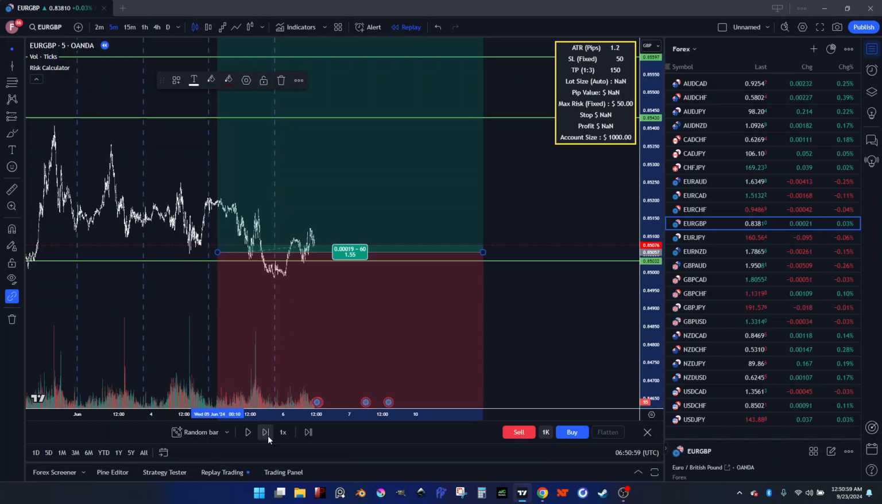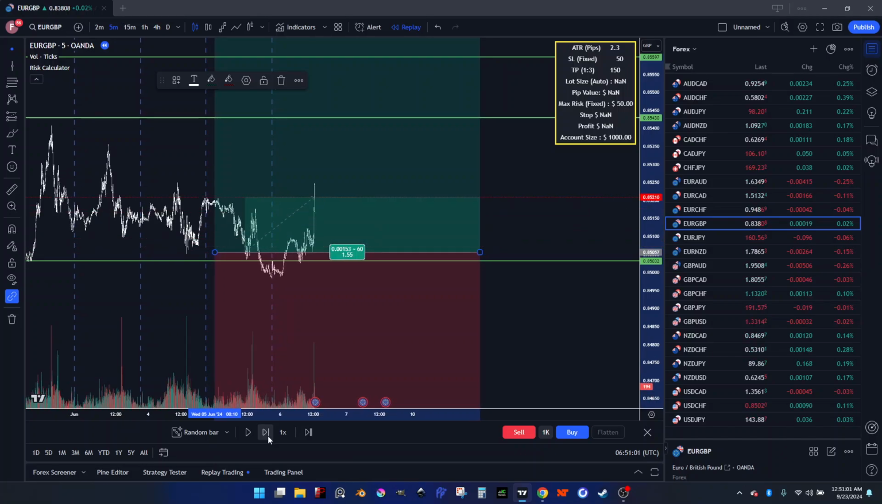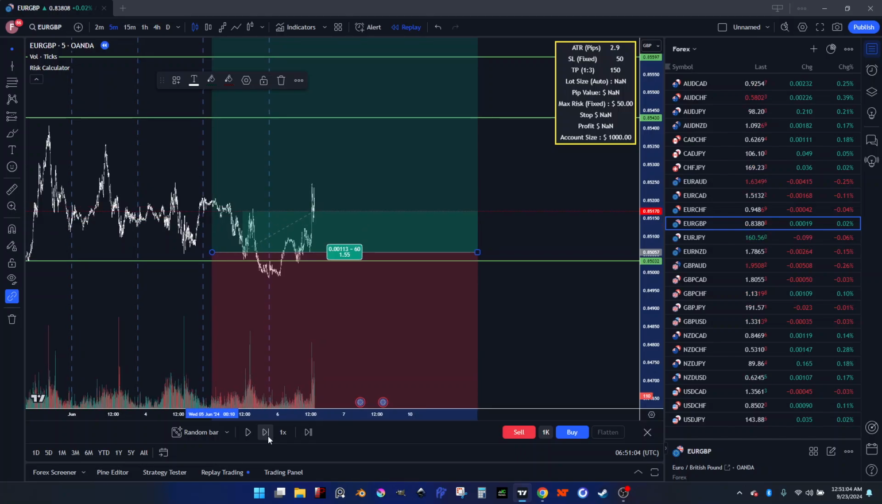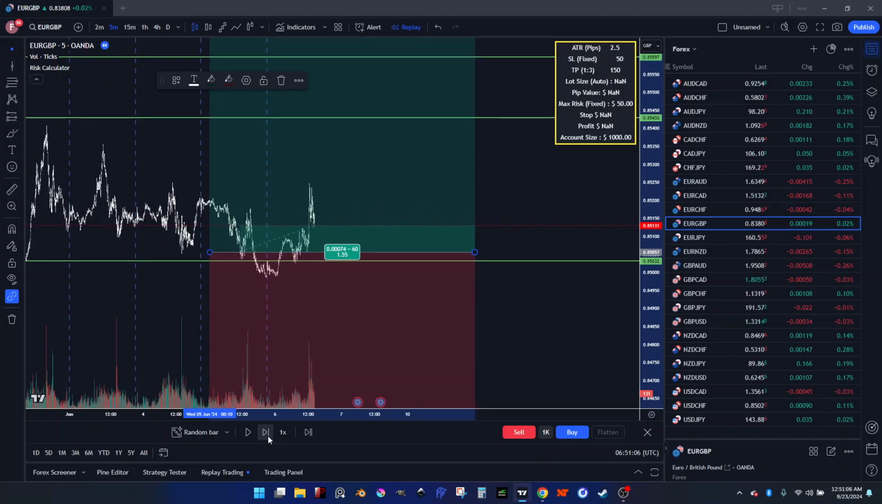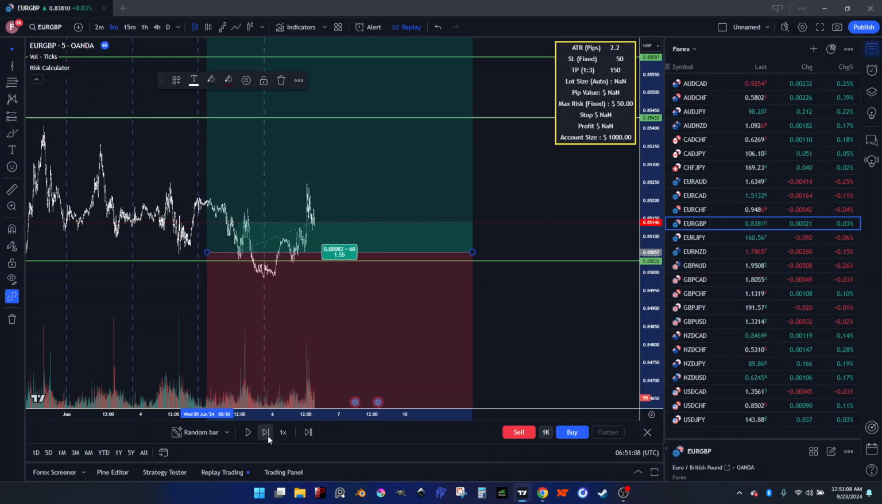Try to save a little time. I won't repeatedly draw lines on this one. It does look a little bit slower. That looks like a nice move in our favor.